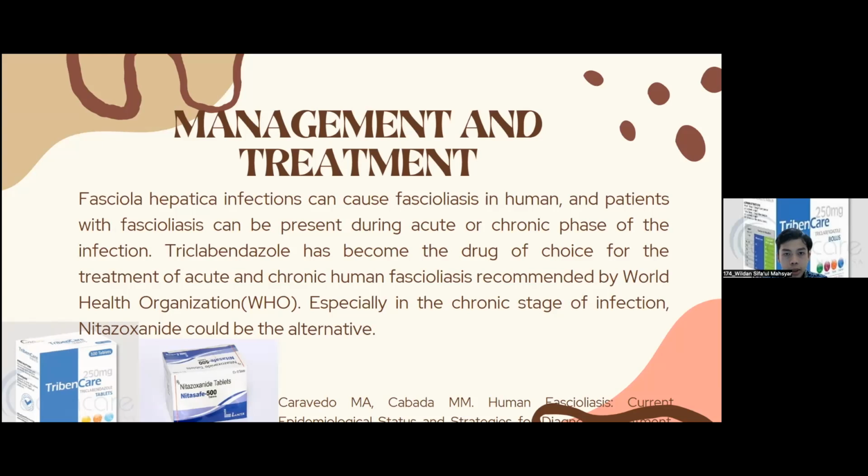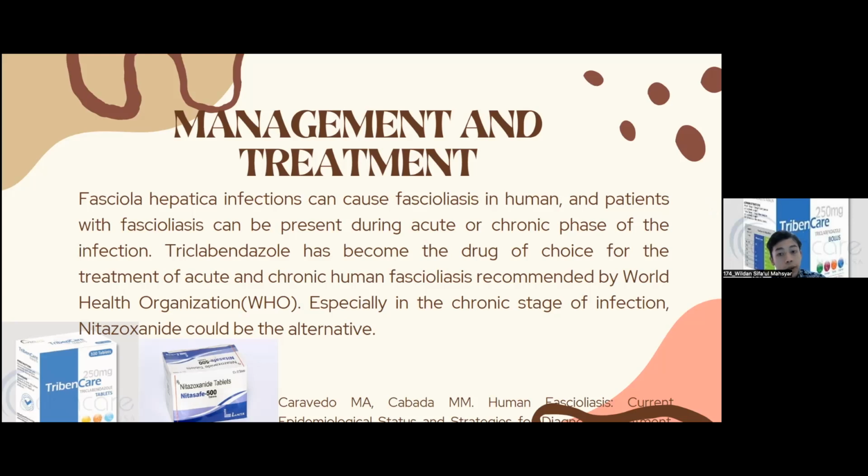Management and treatment. Fasciola hepatica infections can cause fascioliasis in humans, and patients can present during the acute or chronic phase of the infection. Triclabendazole has become the drug of choice for the treatment of acute and chronic human fascioliasis recommended by the World Health Organization. Triclabendazole is a benzimidazole drug that interferes with the parasite's beta-tubulin polymerization balance. Triclabendazole causes disruption of the tegument and inhibits protein synthesis in Fasciola. The recommended dose is 1 or 2 doses at 10 mg per kilogram per dose, separated by 12 to 24 hours.